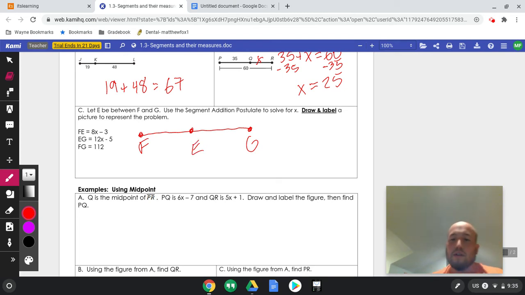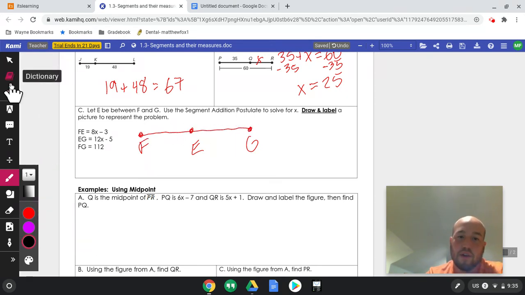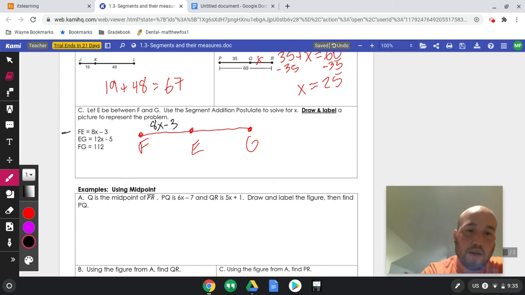Now, think about it. Between does not have to be in the middle. They could be the same, but it does not have to be. It's just somewhere along this path between F and G. Now, we're going to go ahead and label it. So FE here, we know is 8x minus 3. EG is 12x minus 5. And the whole thing here is 112.